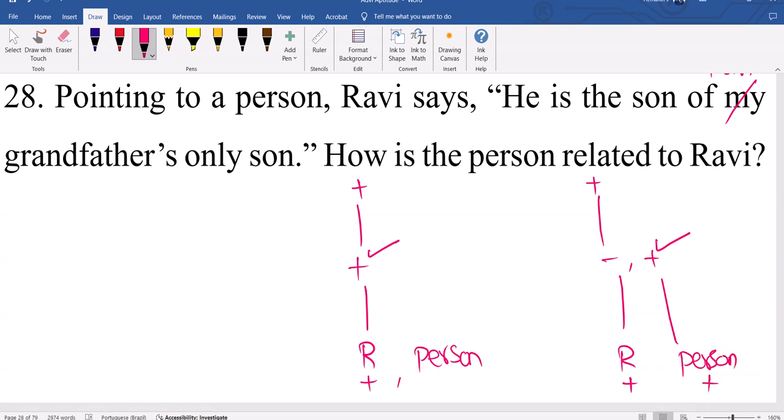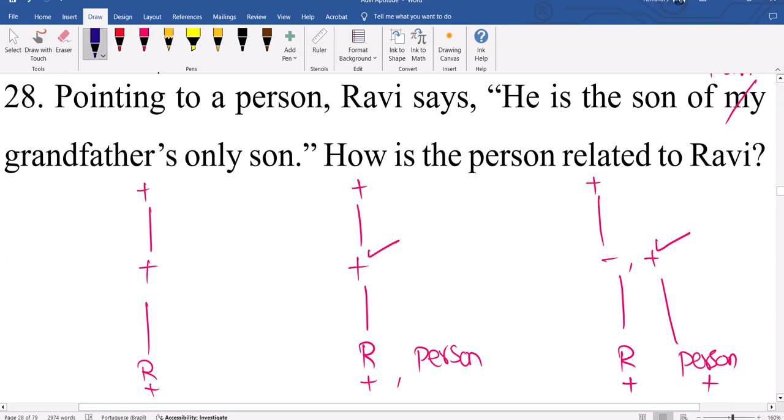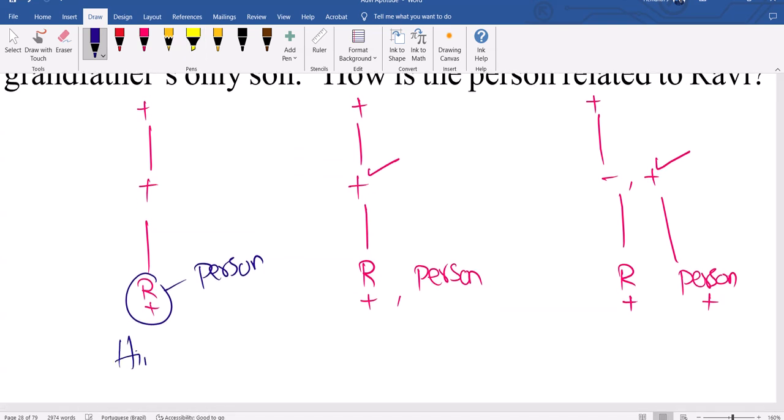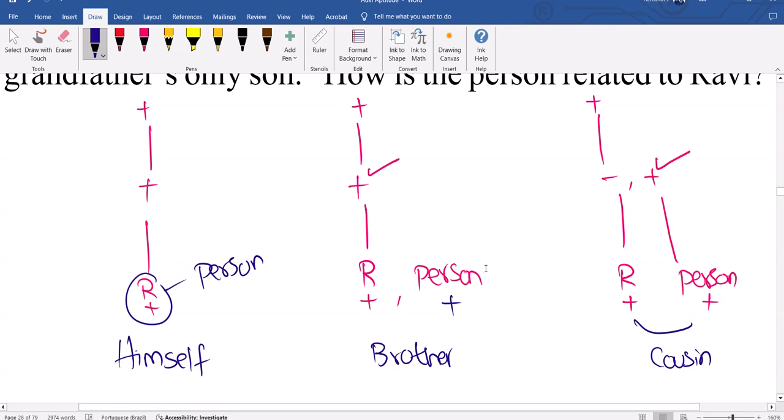Three chances for this question. Ravi, let us say father, father's son means Ravi may be a chance. Ravi himself is that person. That is three chances. It can be himself, or as I use the word he, the person is a male person, it can be brother or it can be cousin. Three chances are there. Right, so please see that there are three chances for this question. It can be himself, brother or cousin. So we have to be clear. There is a bug in the question actually.